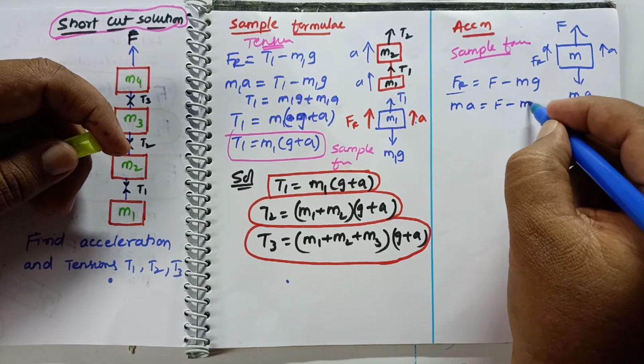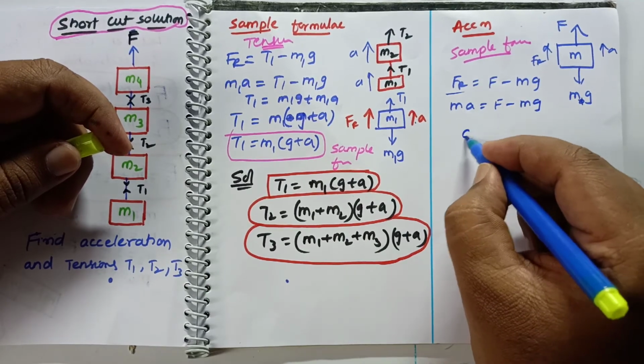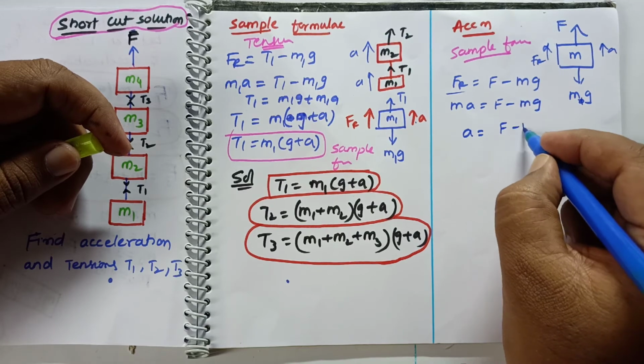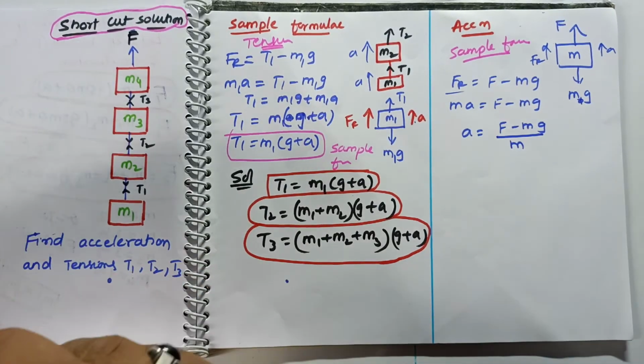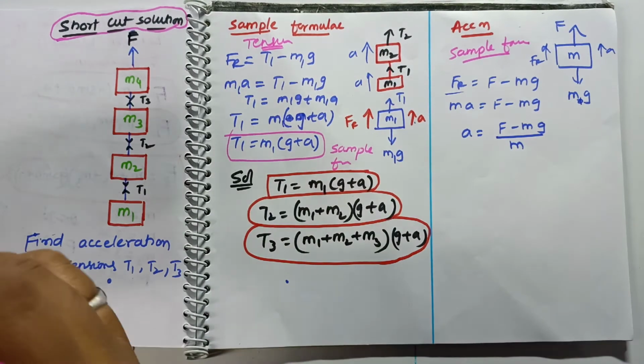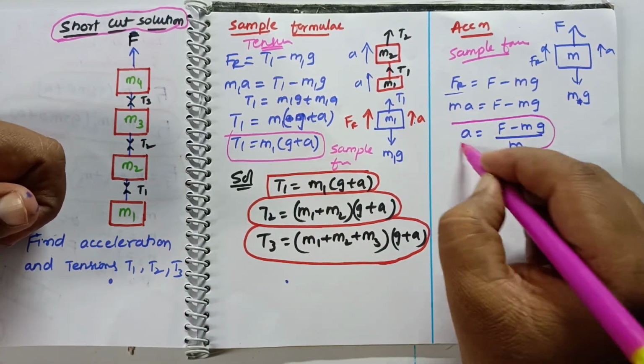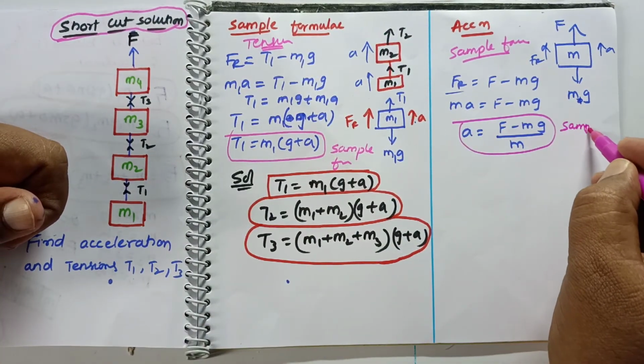This is equal to m into g. So what is the basic formula? Acceleration is equal to F minus mg, whole divided by m. Okay, this is a sample formula.